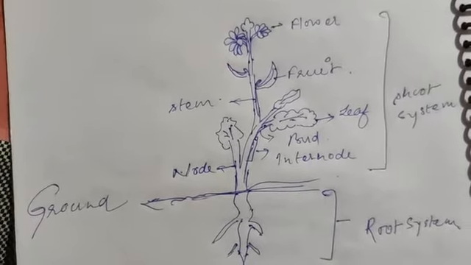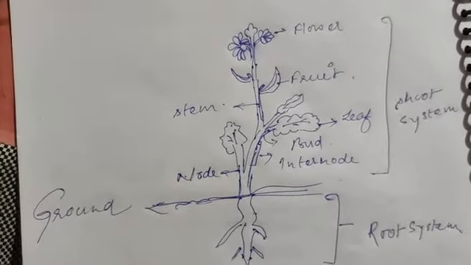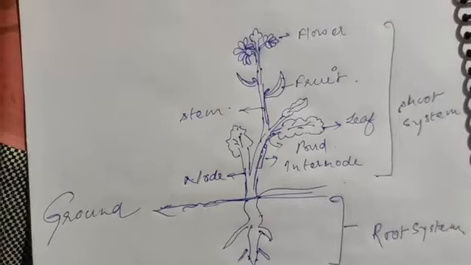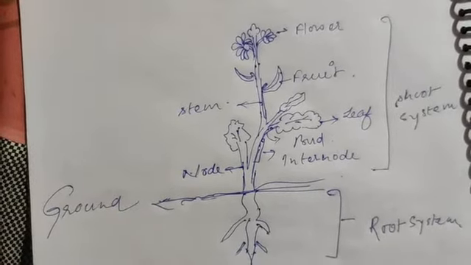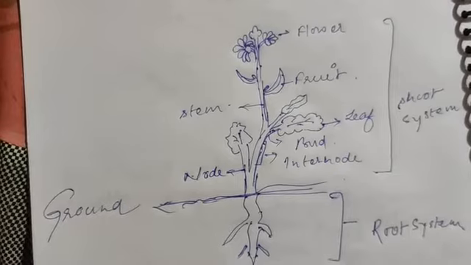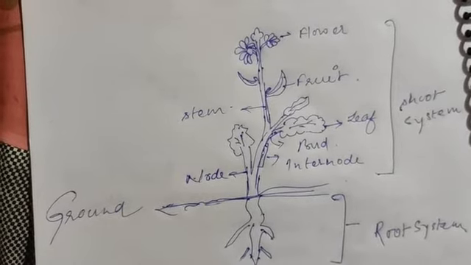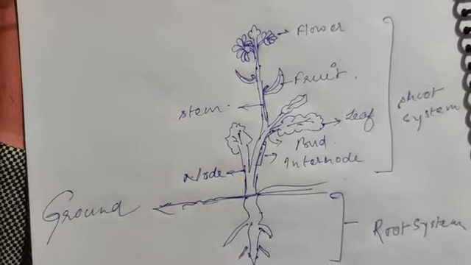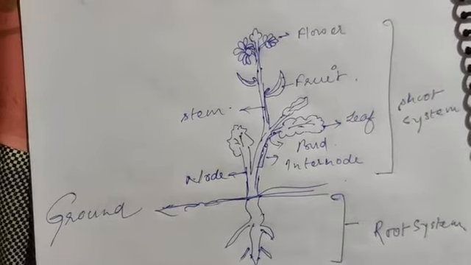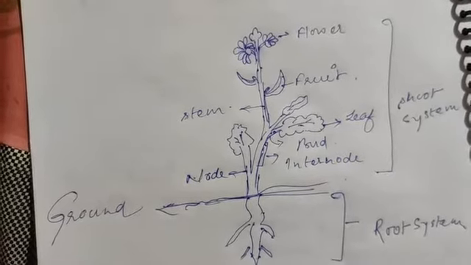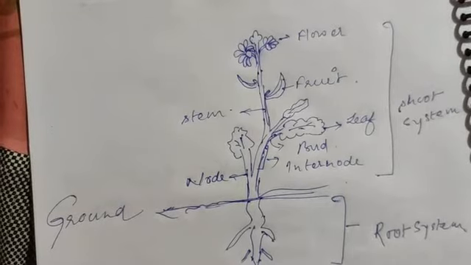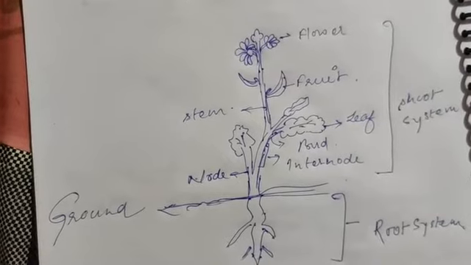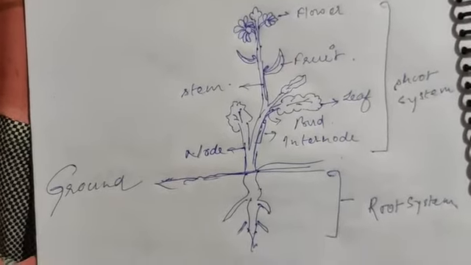So these are different parts which are edible for human beings. I already told you about the flower, cauliflower. In leaf, spinach; in stem, potato; in roots, radish and carrot. These are some examples of plant parts that we use to eat.